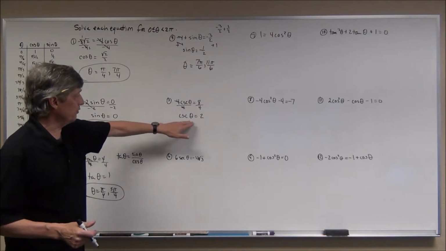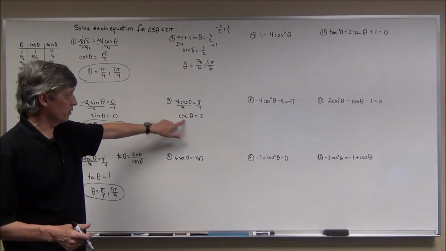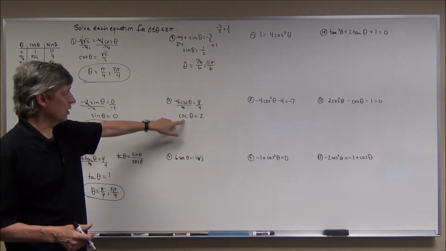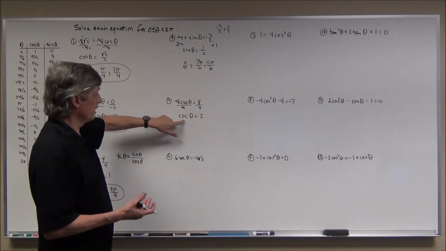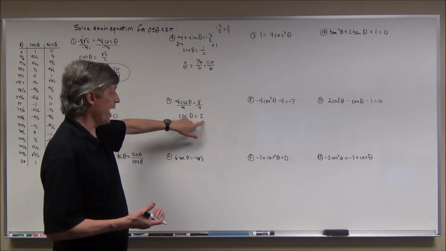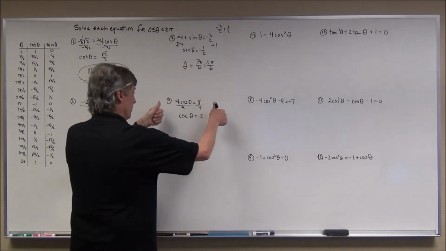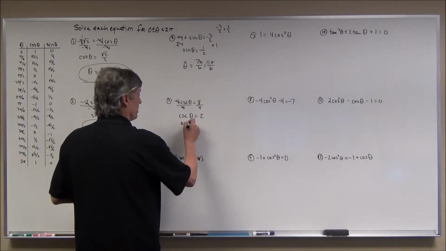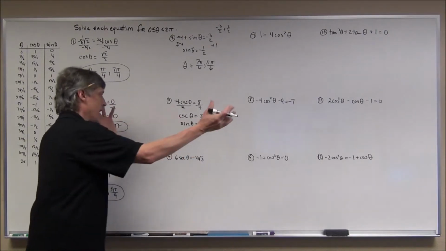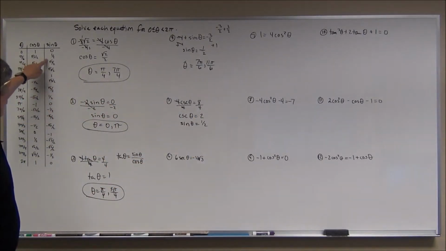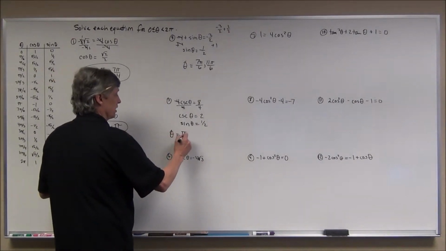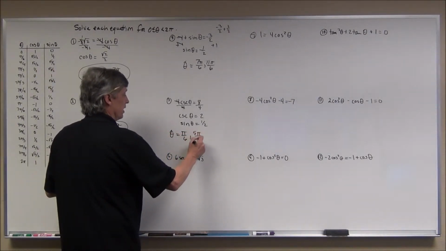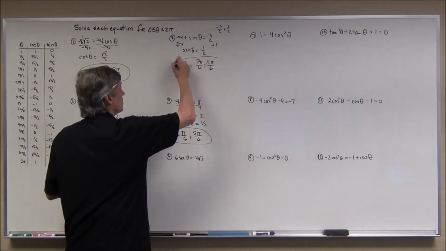I have the cosecant of theta is equal to 2. Well, the reciprocal of cosecant of theta is the sine of theta, and the reciprocal of 2 is 1/2. So I'm going to take the reciprocal of both sides, and I'm going to write the sine of theta is equal to 1/2. Now I'm golden here. Pi over 6 and at 5 pi over 6. So theta is equal to pi over 6 and 5 pi over 6. Again, I'm forgetting to circle these.